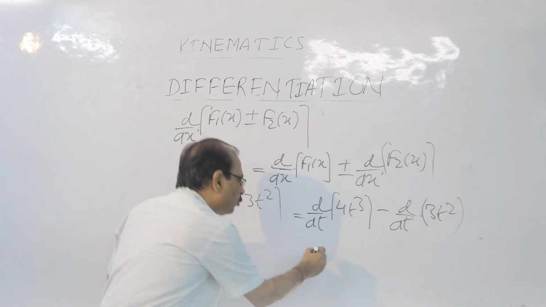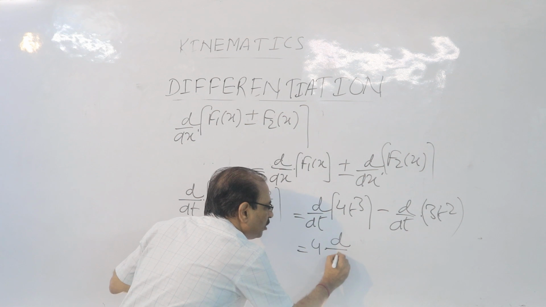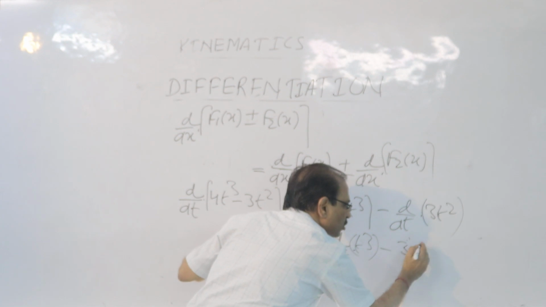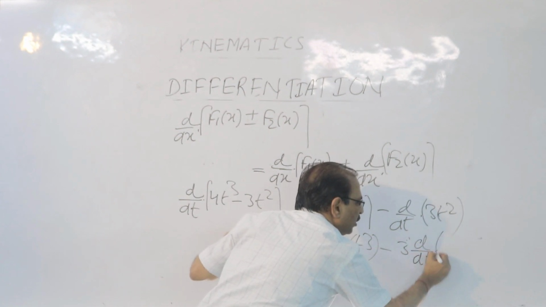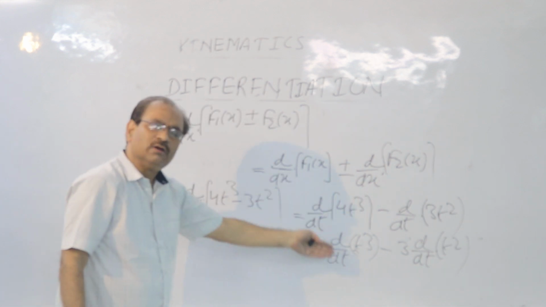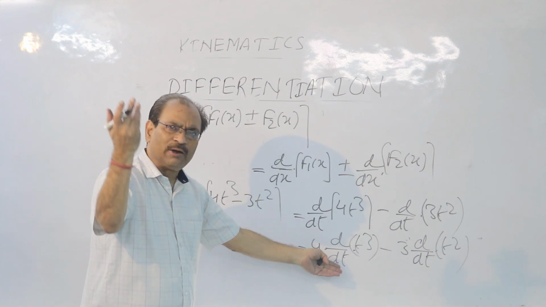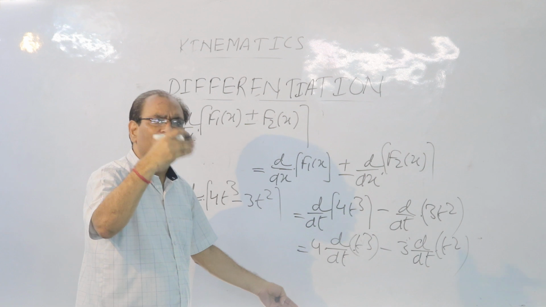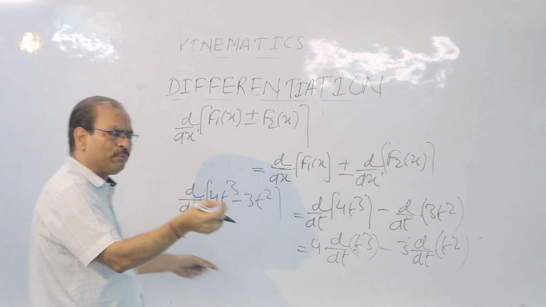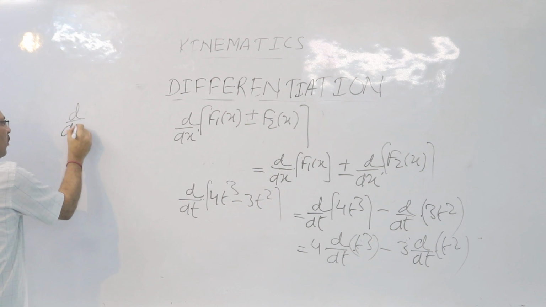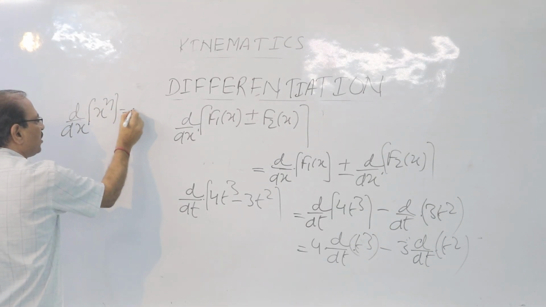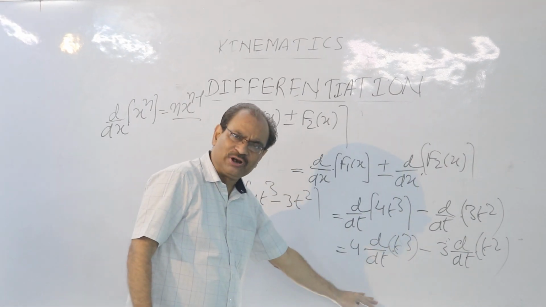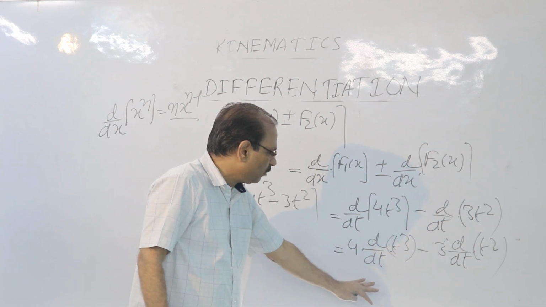4 is constant, will be taken out. 4 is out, d upon dt of t cube, minus 3 is out because it is constant, 3 into d upon dt of t square. Then proceed further, apply the formula d upon dt of t to the power n is n into t to the power n minus 1. What I am talking about? The basic formula is d upon dx of x to the power n is equal to n x to the power n minus 1. So you will apply this formula and you will proceed further. Finally, you will find out the solution.